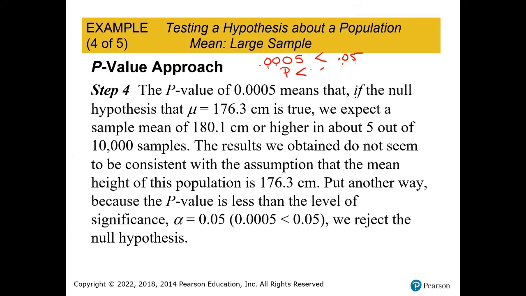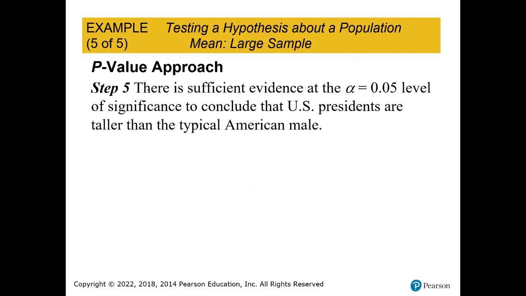And when p is less than alpha, we reject the null. You're going to sing it in your head every time: if p is less than alpha, reject the null. It's going to get stuck in your head, whether you believe me or not. If we can reject the null, then we have enough evidence to claim that U.S. presidents are, in fact, taller than the typical American male.